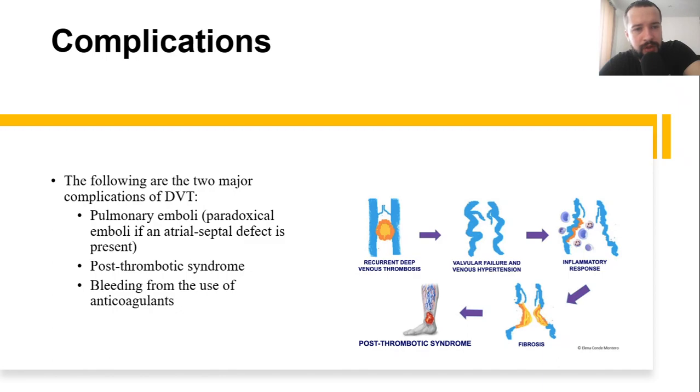Complications. The following are the major complications of DVT: pulmonary embolism, paradoxical embolism if an atrial septal defect is present, post-thrombotic syndrome, and bleeding from the use of anticoagulation. And on the right side you see the pathogenesis of post-thrombotic syndrome: deep venous thrombosis, valvular failure, inflammatory response, fibrosis, and post-thrombotic syndrome.